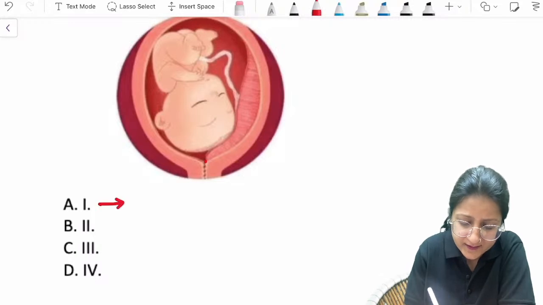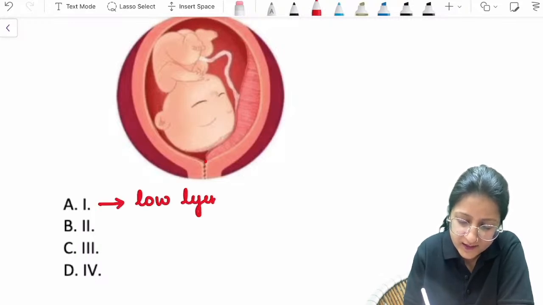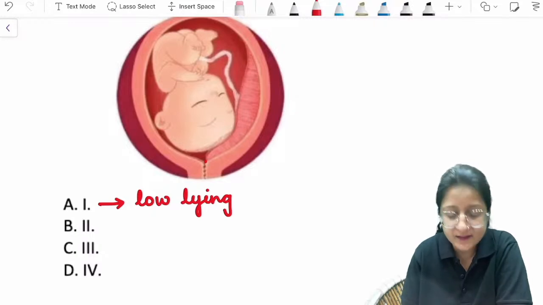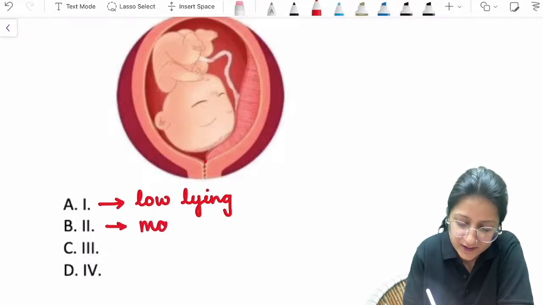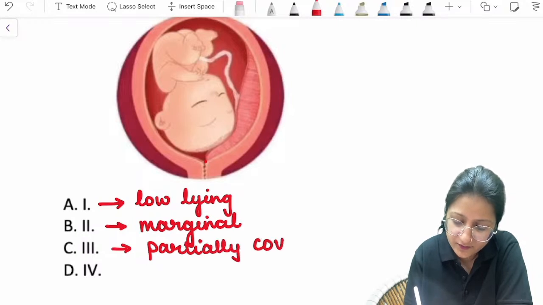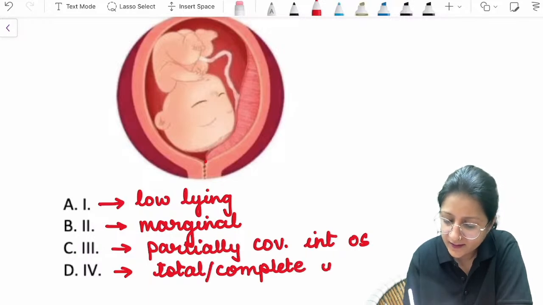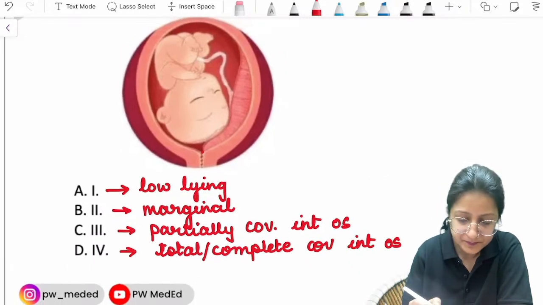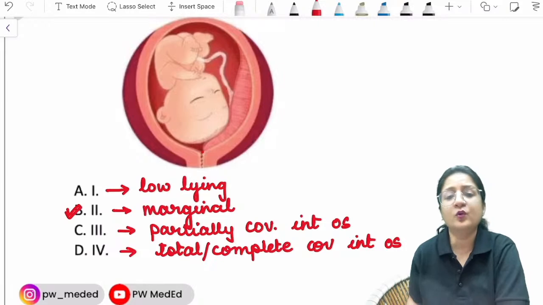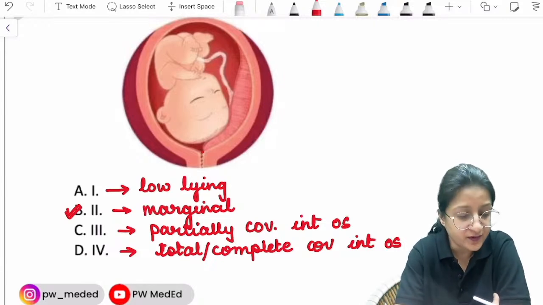So type 1 is the low lying, which is in the lower segment, but it is not touching the internal os. Type 2 is marginal, that is just touching the internal os. Type 3 is partially covering the internal os. And type 4 is total or complete placenta previa, totally or completely covering the internal os, right? So in this image, this is a type 2, that is marginal placenta previa, right, Jitendra?